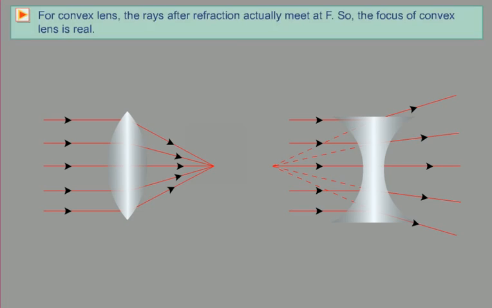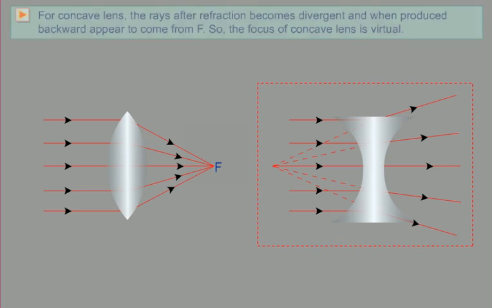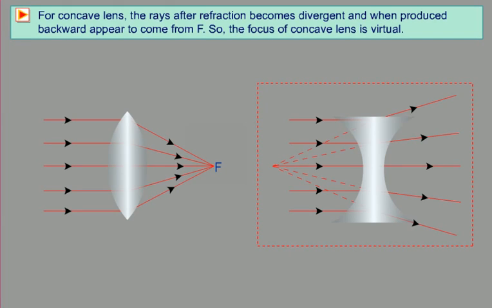For a convex lens, the rays after refraction actually meet at F as shown in the figure, so the focus of a convex lens is real. For a concave lens, the rays after refraction become divergent, and when produced backward appear to come from F as shown in the figure, so the focus of a concave lens is virtual.